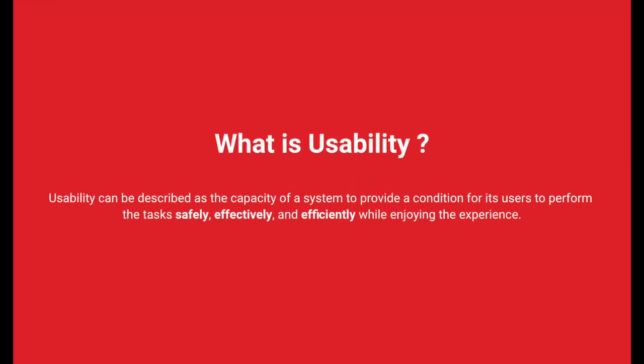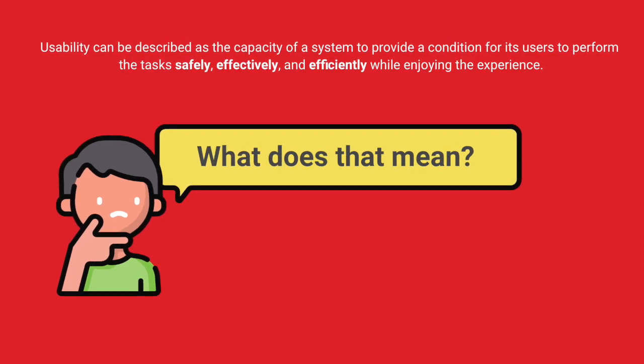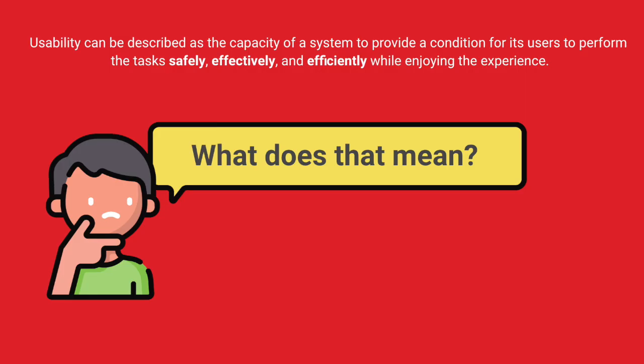Usability can be described as the capacity of a system to provide a condition for its user to perform tasks safely, effectively, and efficiently while enjoying the experience. So this is the official standard definition, but we will explain it with an example.